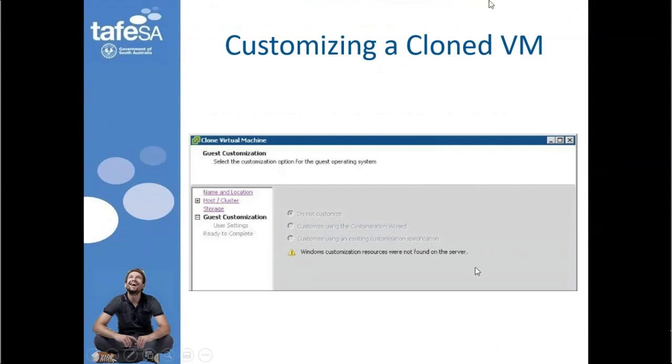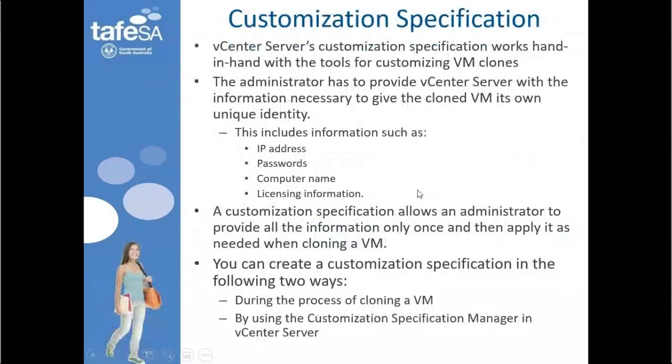Here's an older picture, but it's the same methodology. We can create what's called a customization. We select a customized option for the guest operating system. We create a customization specification, and we use it wherever we need to. The vCenter server customization specification works hand in hand with the tools for cloning VMs. The administrator has to provide the vCenter with the information necessary to give the clone VM its own identity.